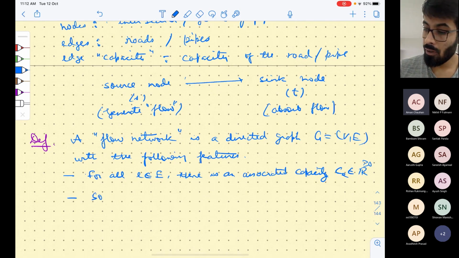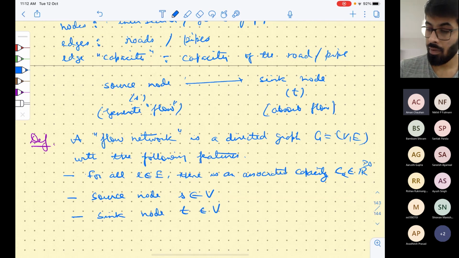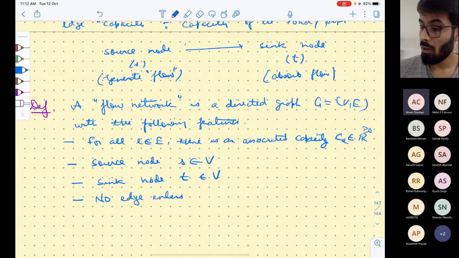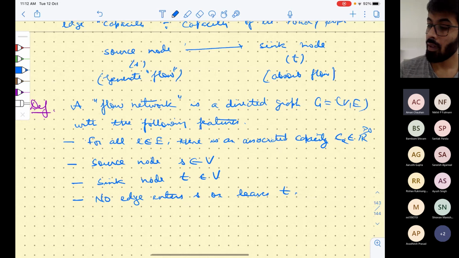There is a source node S in V. There is a sink node T in V. Okay. No edge enters S or leaves T. At least one edge is incident to each node.